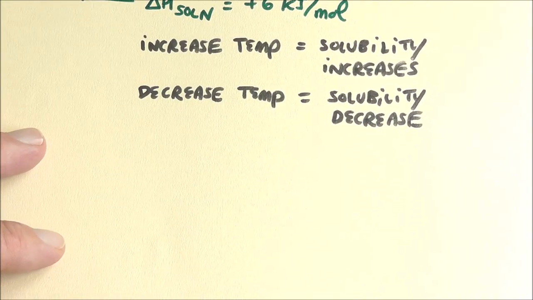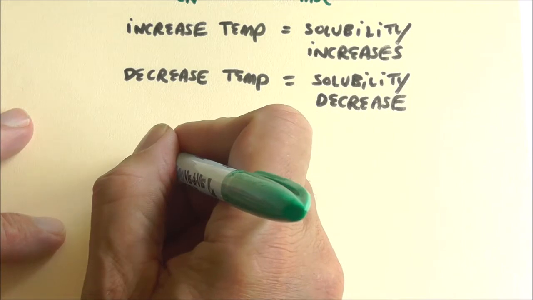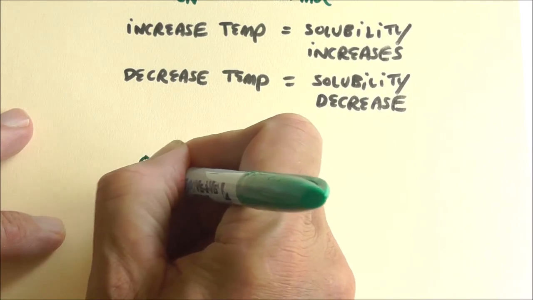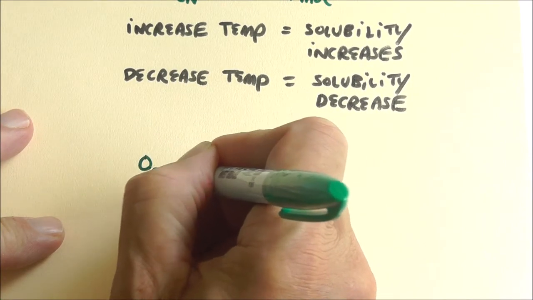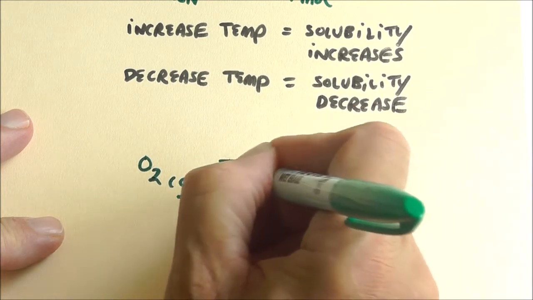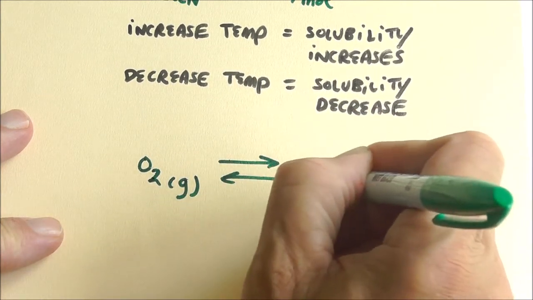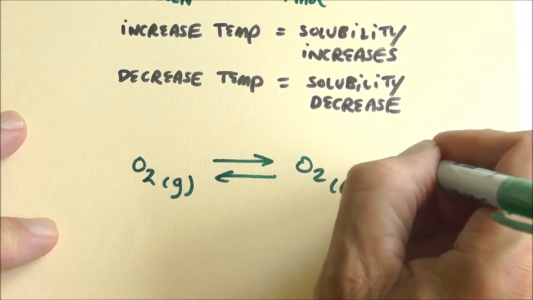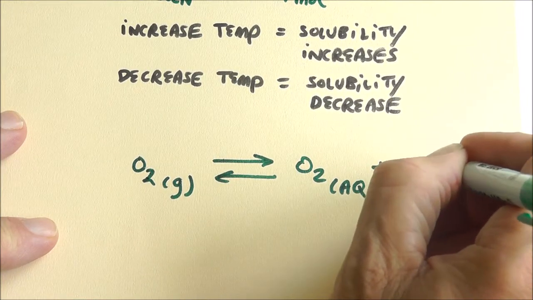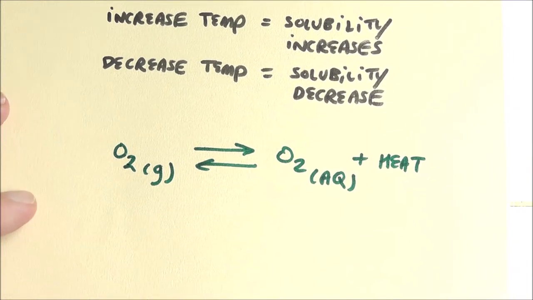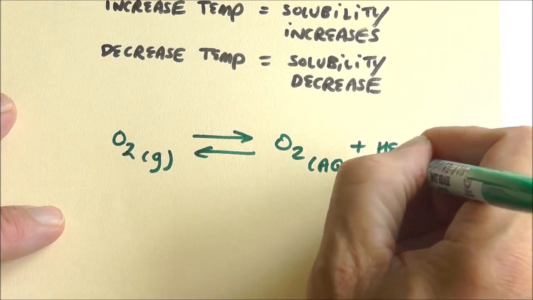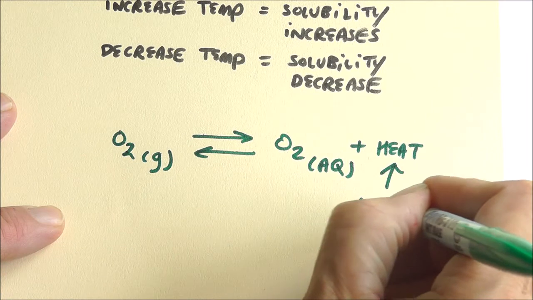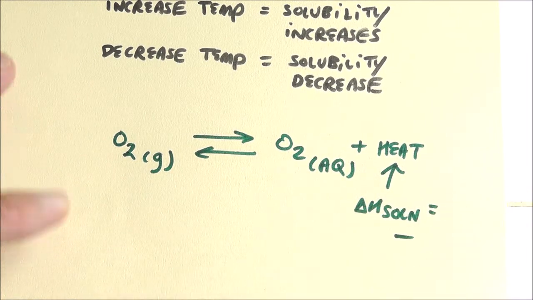Let's use something more exciting for you folks that have environmental aspirations. Let's say we were going to take oxygen. Ooh, I could tell a story. O2 gas, O2 aqueous. Now I'll explain why, but gases also almost always have an exothermic delta H of solution. Delta H solution equals negative, all right?